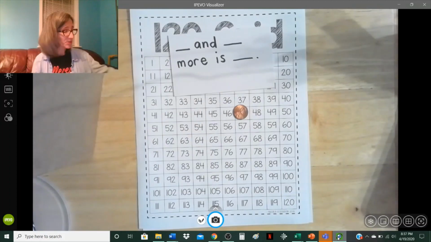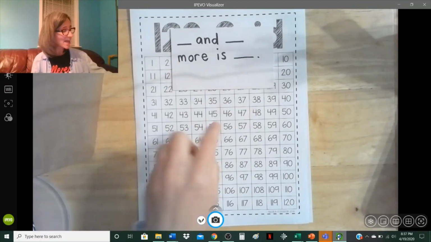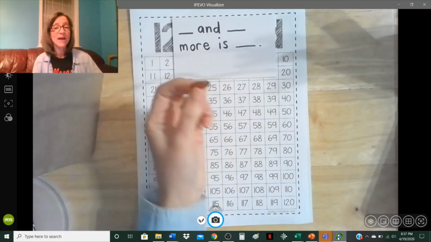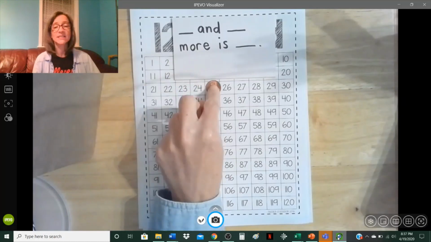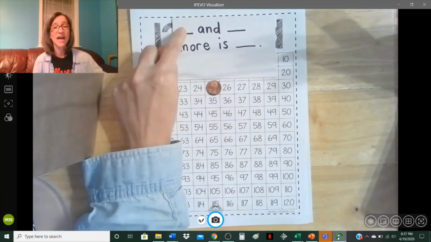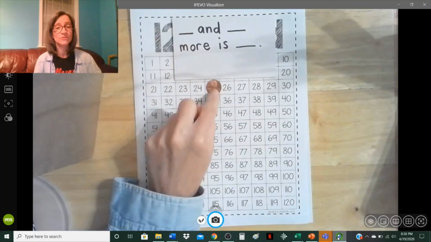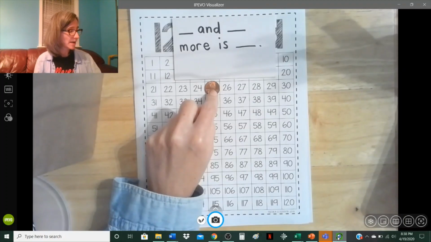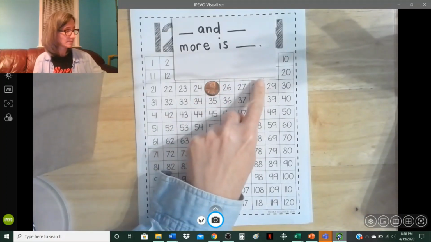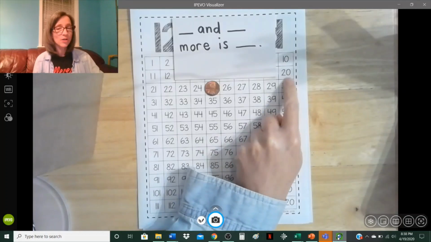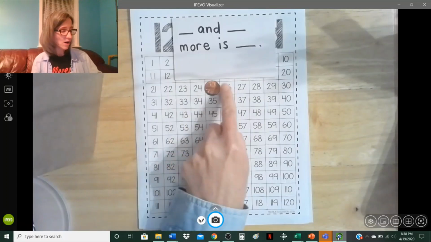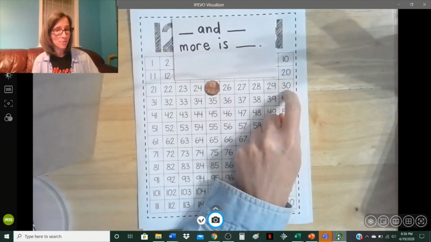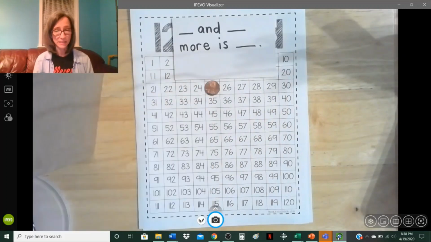Okay, here's a tricky one. You have to watch what I do with my penny and figure out what the sentence needs to say. This is the number I'm starting on. That number is going to go there. Do you know what number I started on? Then I'm going to move this many times. And I'm going to go all the way to the end of the row. If I start here and I go all the way to the end of the row, what would my sentence say?